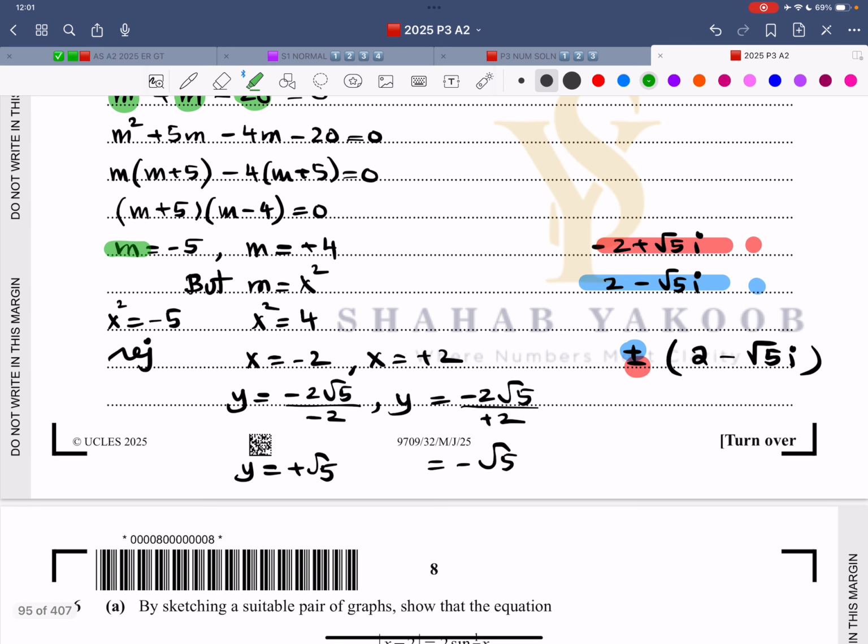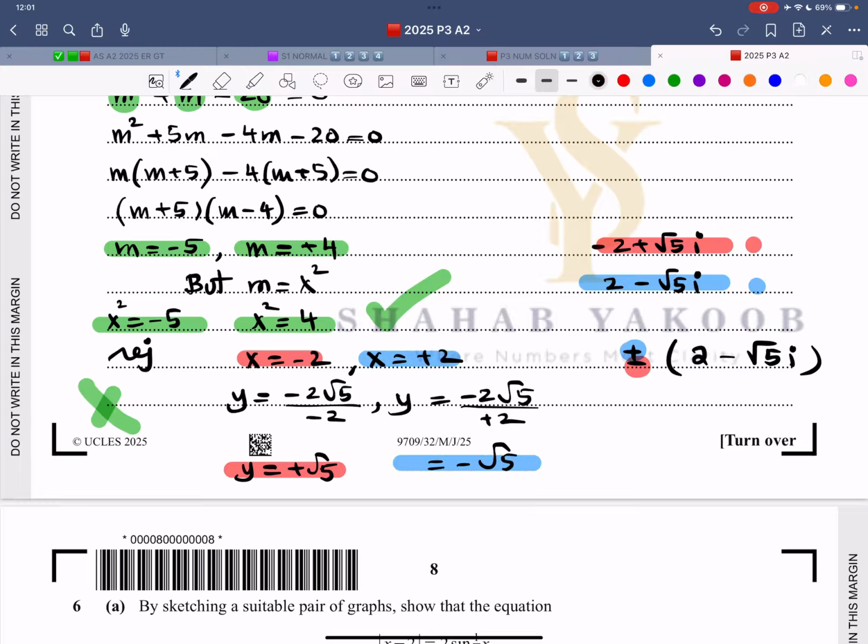Again, you get m is negative 5, m is positive 4, x square is negative 5, x square is 4. This is rejected, this is accepted. So x comes out to be negative 2, y comes out to be plus root 5. That's one answer. X comes out to be positive 2, y comes out to be negative root 5. That is the other answer.